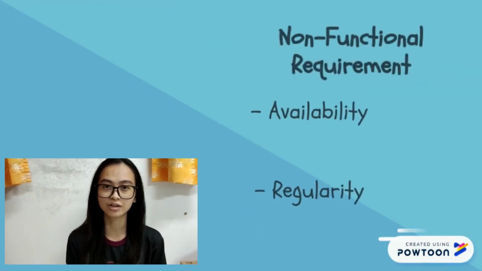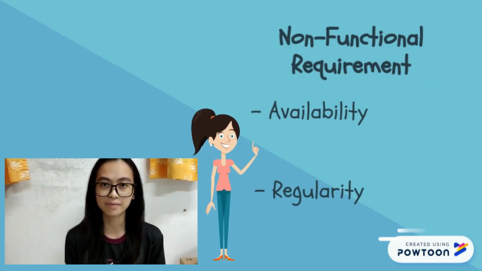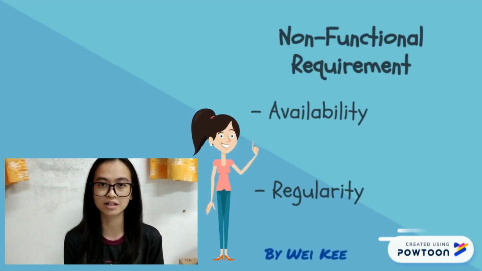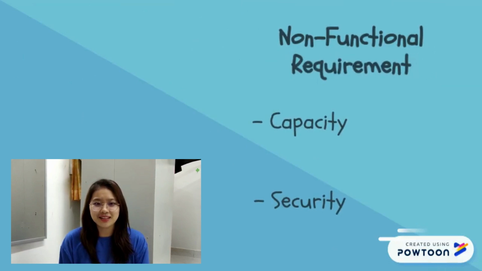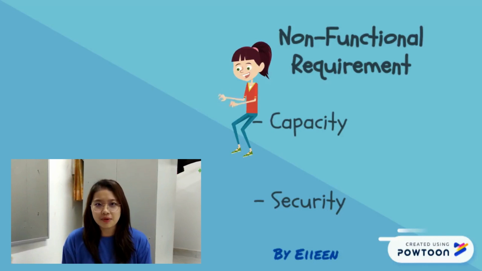For the non-functional requirements, the first one is availability. The website should be accessible and functional to users at any time of the day. Next one is regularity. The website should constantly update users by posting the latest promotions and the activities going on at each destination. For the next non-functional requirement, it is capacity. The website should be able to contain and store a large amount of customers' flight data and personal data.